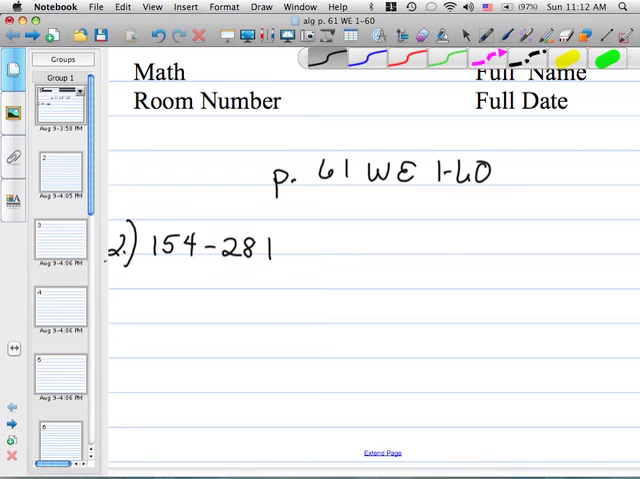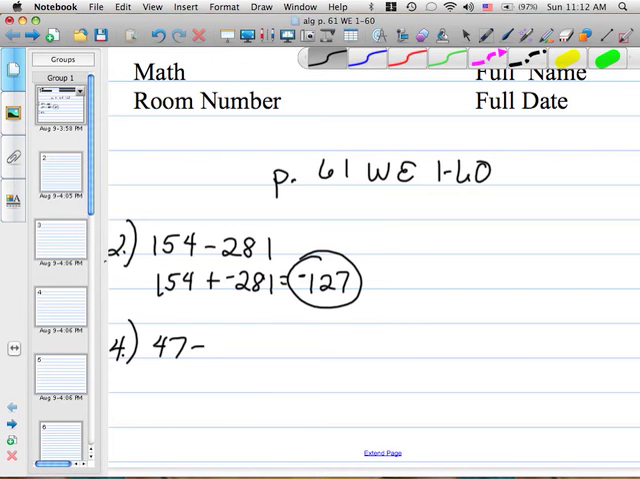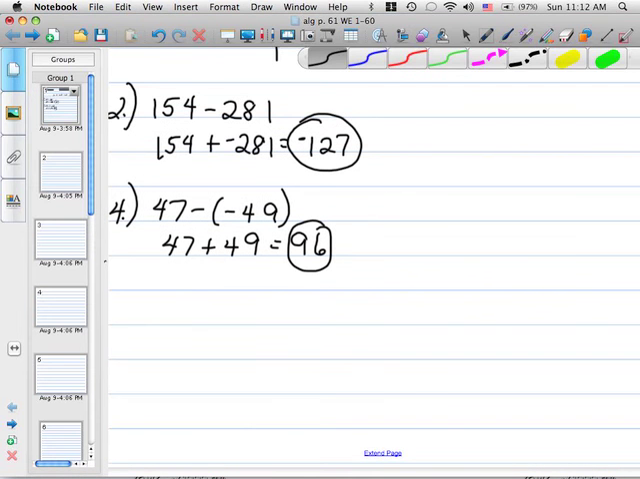So on page 61, number 2, the directions are simplify. Copy the problem down. We have 154 minus 281. For the first 12 problems, change it to an addition problem and then solve it. And after that, we're going to use the shortcut. So this is 154 plus a negative 281. The signs are different, so I take 154 from 281. That gives me 127. And there's more than negative 281, so it's negative 127.